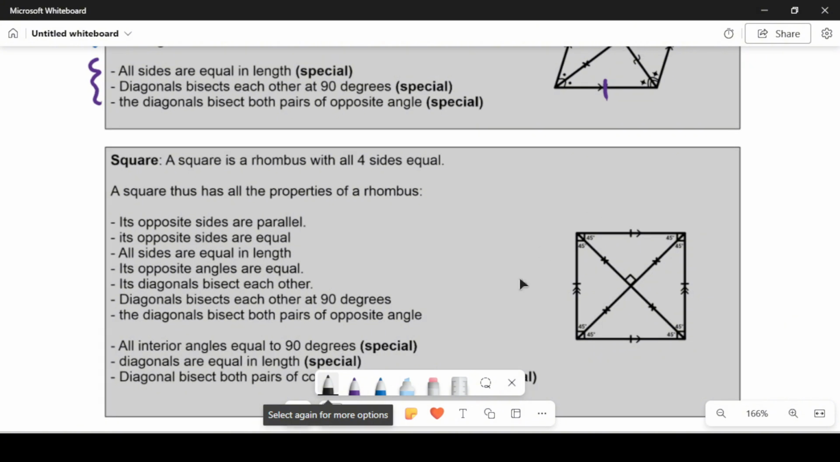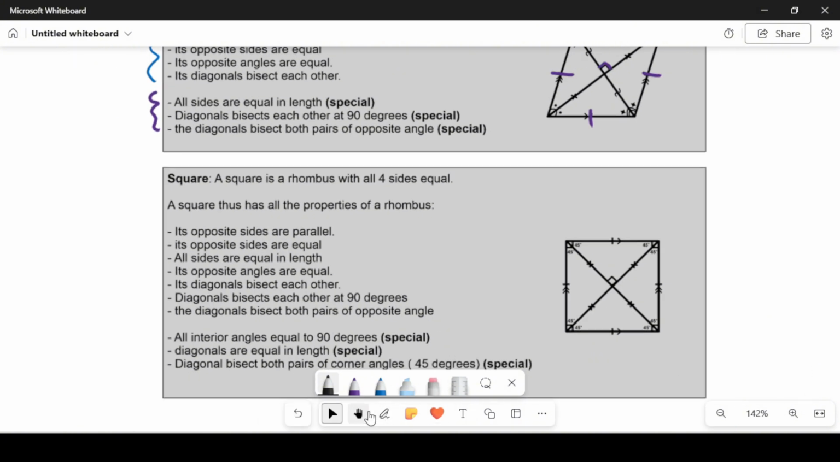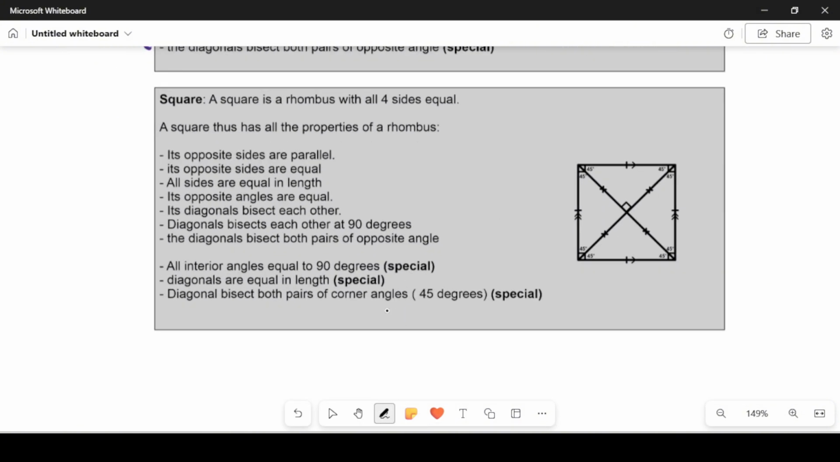But what makes it different from a rhombus? What makes it different from a rhombus is the fact that all interior angles are equal to 90 degrees. So this here are equal to 90 degrees. The diagonals are equal in length. That's one of it. And the diagonals bisect both pairs of corner angles. So see these corner angles here, it bisects it, it cuts it in half. So if this is 90 degrees, that's just going to be 45, 45, 45, 45, and the same will apply for all of these values. So that's what you need to basically remember, right?